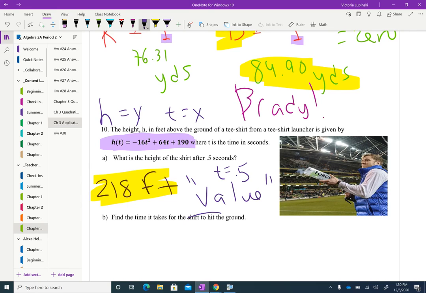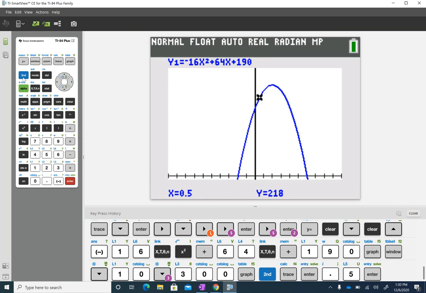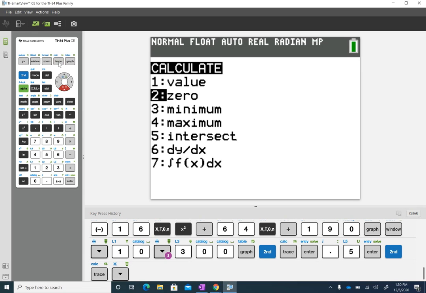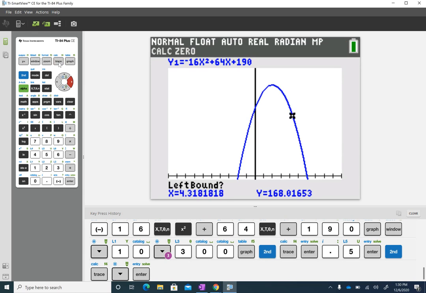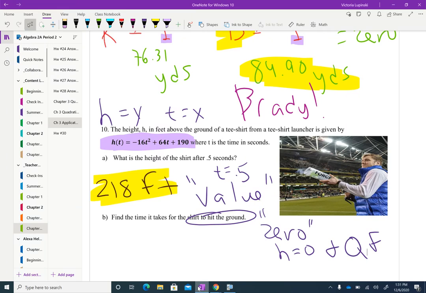Find the time it takes for the shirt to hit the ground. When the shirt hits the ground, that is the x-intercept, which as far as we're concerned, is the 0. If you wanted to solve this by hand, you would have to set h equal to 0 and use the quadratic formula. That would work. But if you're getting better at the graphing calculator, if you go back, press second trace, you're looking for the 0. Get close to the answer, but the left bound, you have to be above. Right bound, you have to be underneath. Guess if you're fancy. If not, 5.98. And that's 5.98 seconds.